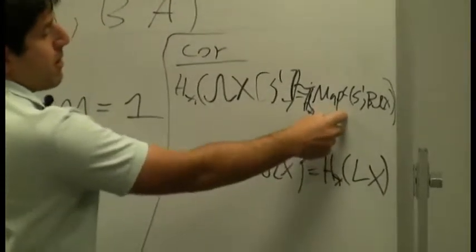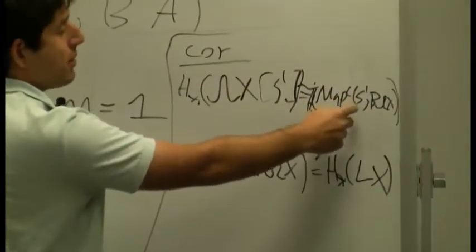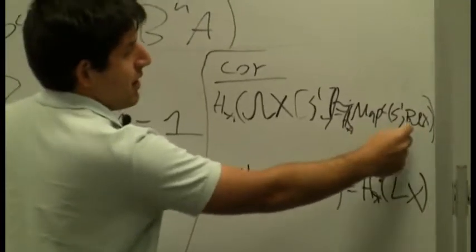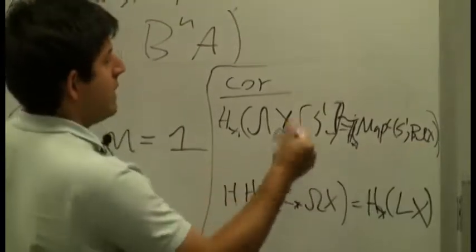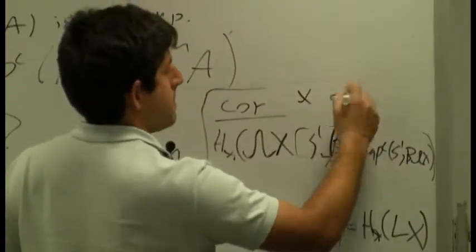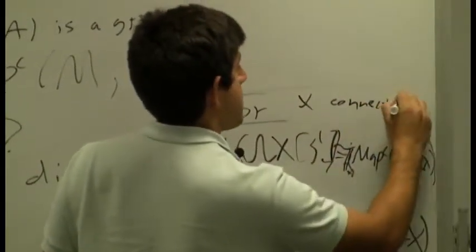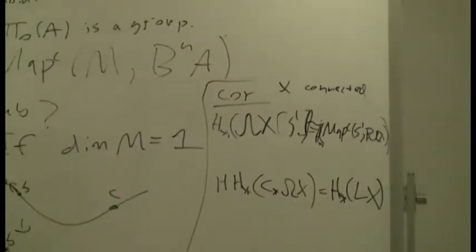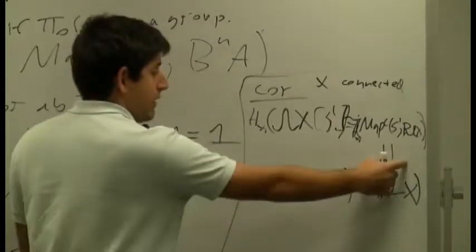So compactly supported maps out of S1. S1's compact, so we can forget compactly supported. This is the definition of free loop space. The de-looping of the looping, so I need X connected. When X is connected, the classifying space of the loop space of X is just X. So this is obviously this.